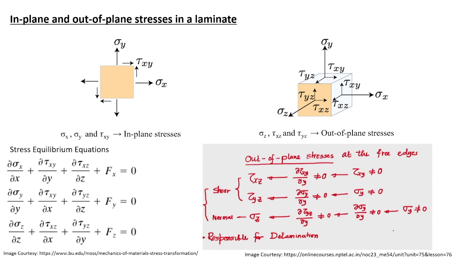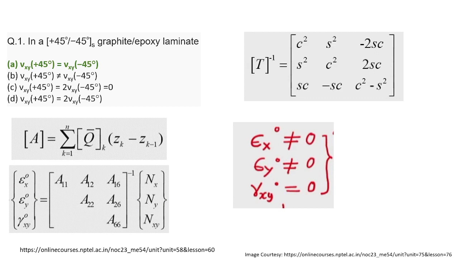Now let's move to the questions. So question number 1: in a plus 45 degree and minus 45 degree symmetric graphite epoxy laminate, we have to find the value of its Poisson ratio. Now, whenever a laminate comes, the first thing we consider is its ABBD matrix. As here it is symmetric, the B matrix will be 0, and there is no curvature, so the D matrix will also be 0. So we only have to consider the A matrix.